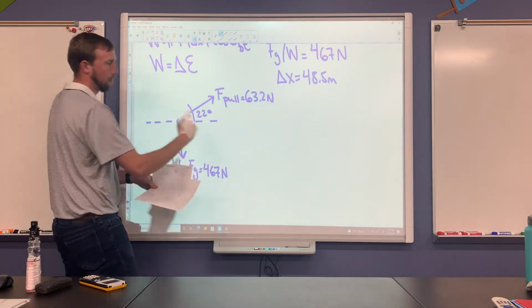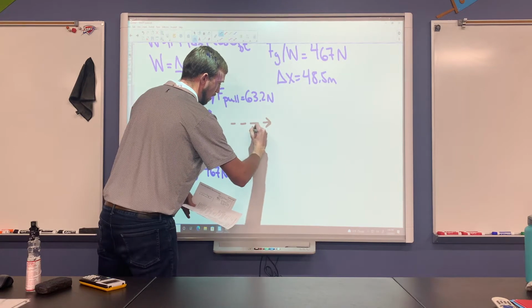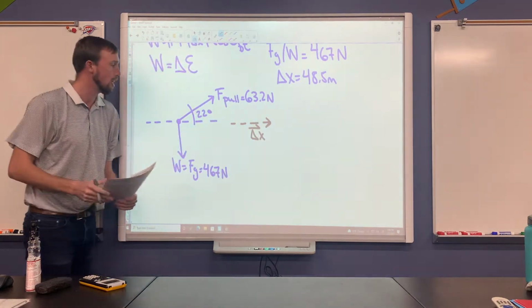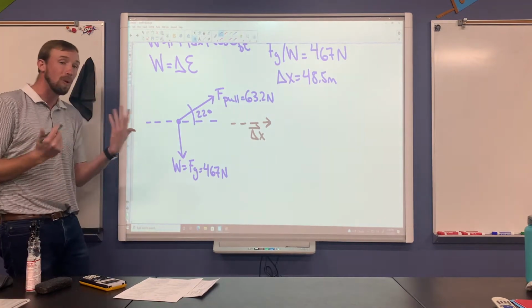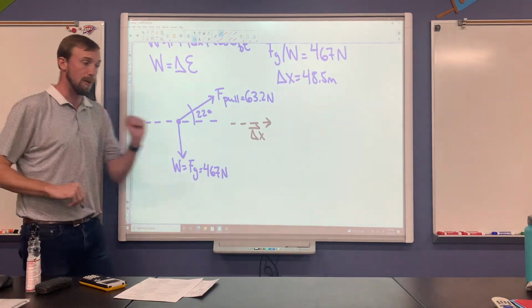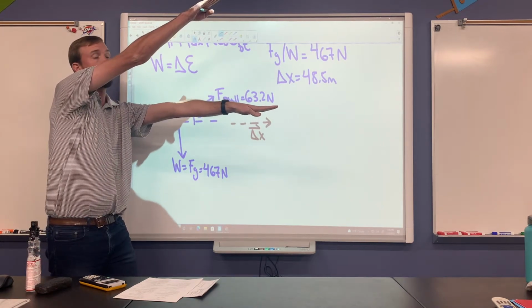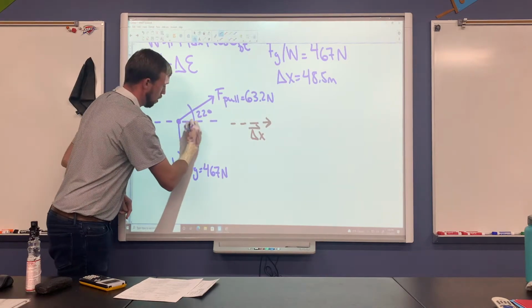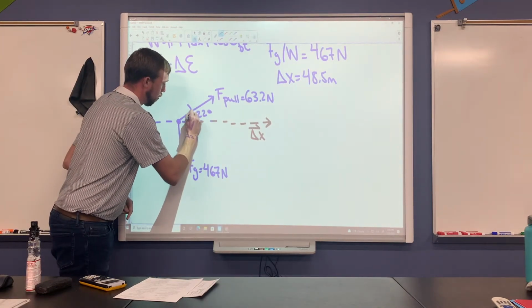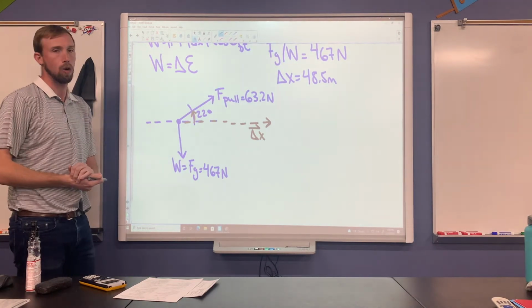And this is technically a free body diagram, so I'll draw this to the side. We can assume our delta x is, for example, to the right. Right? So that angle there, remember, the angle in our work equation is the angle between the force and displacement. If my displacement is to the right, and the pull force is up at 22 degrees, the angle between those two, so from our delta x to our force, would be 22 degrees. So that is the value we'll use in our work equation.